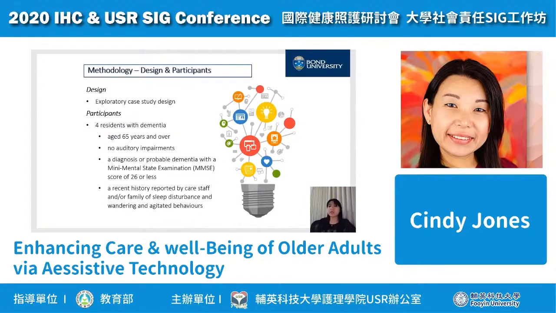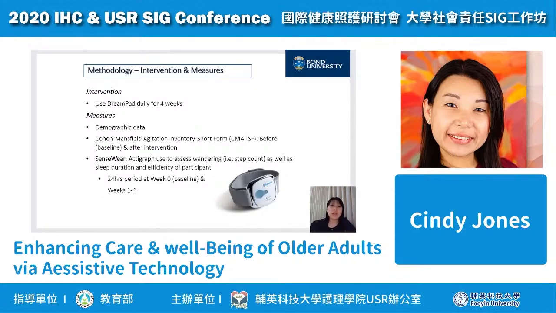So the methodology is pretty straightforward. We used an exploratory case study design where we had 4 residents with dementia, all aged 65 years and over, no auditory impairment, had an MMSE score of 26 and below, and more importantly, a recent history reported by staff or family of sleep disturbances, as well as wandering and agitated behavior. Now, we asked the 4 participants to use DreamPad daily for 4 weeks.